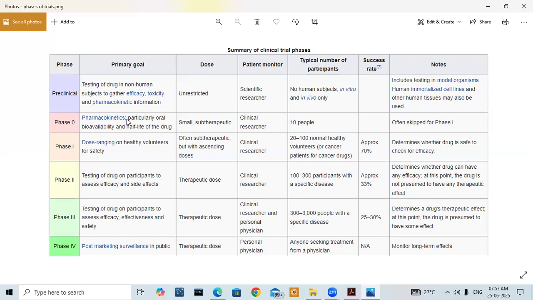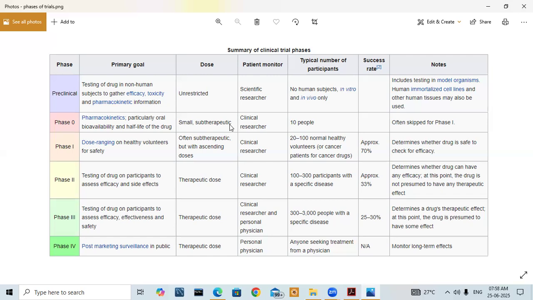For that, we are doing phase 0, and here we are using the subtherapeutic dose. How much are we using here? Subtherapeutic dose means a very small amount of dose is used. The therapeutic dose is nothing but the dose at which the treatment of the patient is done. The dose which actually causes some effect on the human body is known as the therapeutic dose.